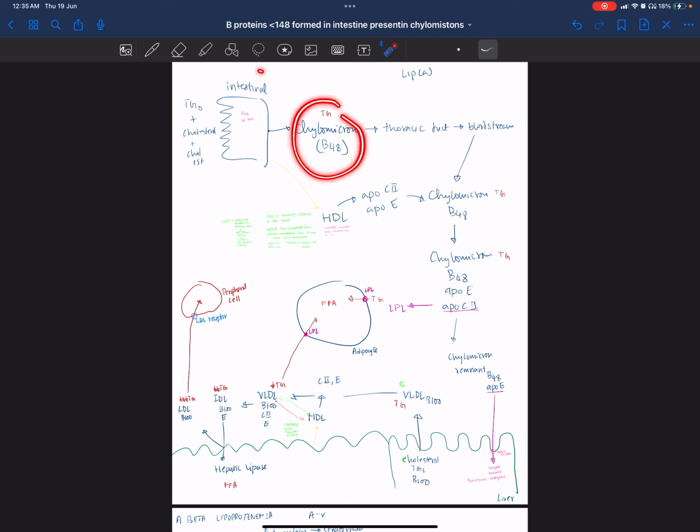So where did they start? In the intestine. Where do they end? In the liver. Good. This was chylomicrons. We talked a little about HDL also.